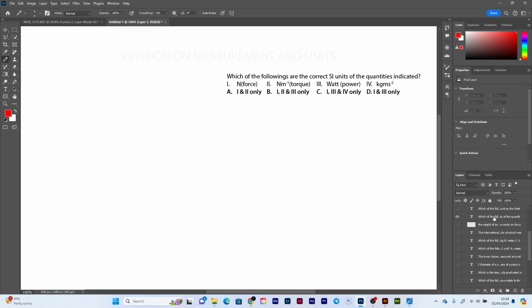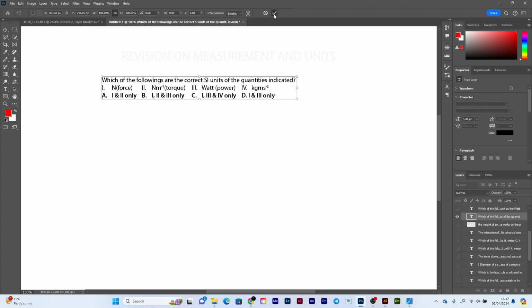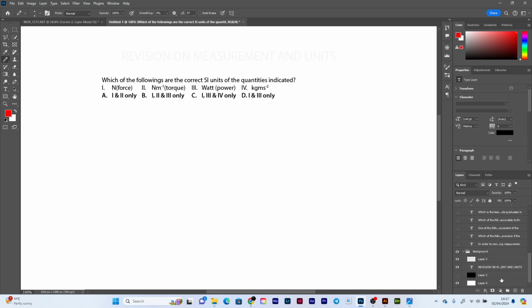Now, the next question here states what? The question states that, which of the following are the correct SI units of the quantities indicated? So we have N, which is Newton for force, and we have Newton per meter for torque. We have watt for power. We have kilogram meter per second square. So what's the question? Which of the following are correct SI units of the quantities indicated?